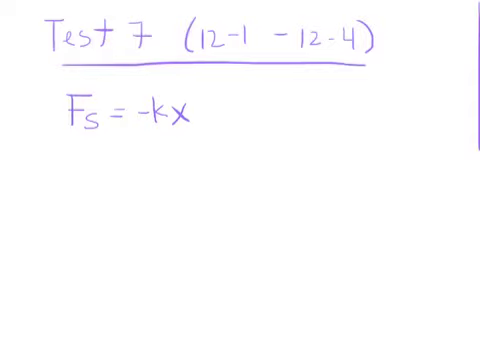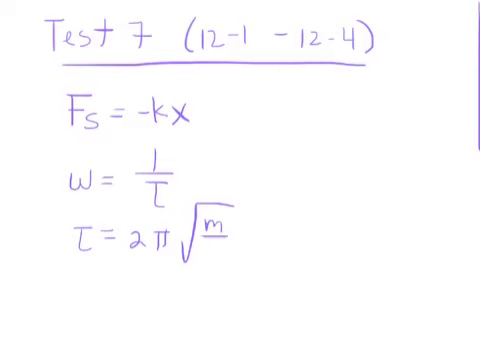Section 12:2 was simple harmonic motion, and that was three formulas given. Omega equals 1 over tau. Tau equals 2 pi square root m over k. And tau equals 2 pi square root l over g. Make note, please: this is a mass spring system.